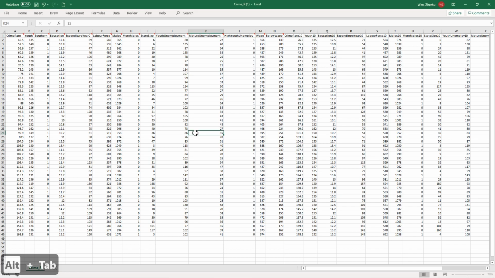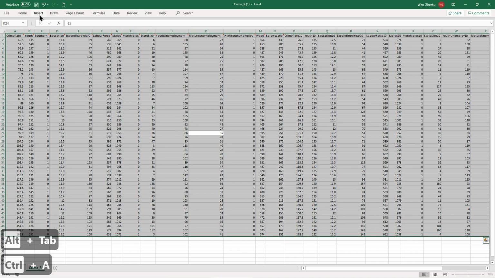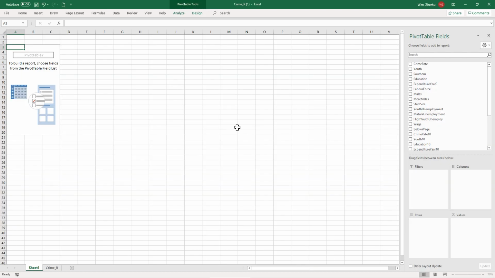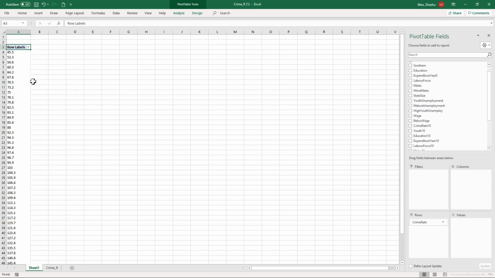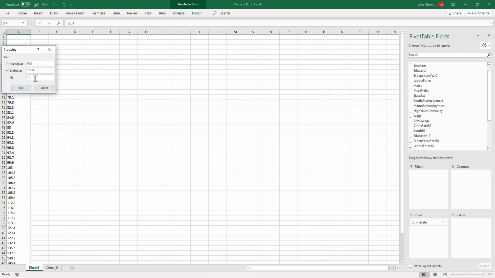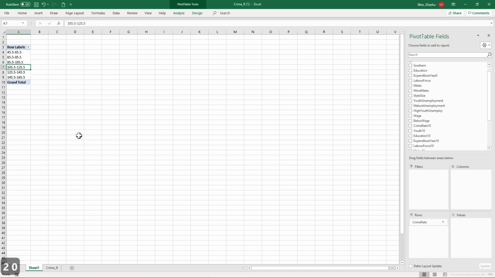So again, what I'm going to do is Control A, insert pivot table, and click OK, because the range is correct here, right? Click OK. We are going to summarize crime rate this time. Again, let us group it first. You can just pick a group size of 20, or maybe 15 this time.